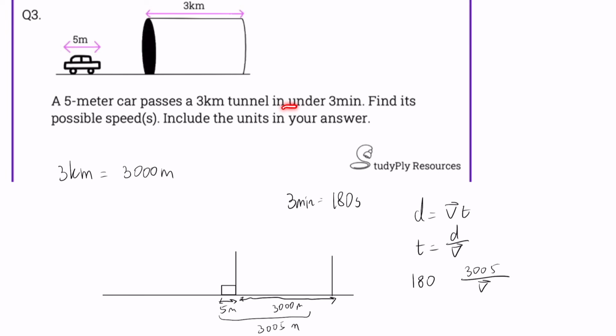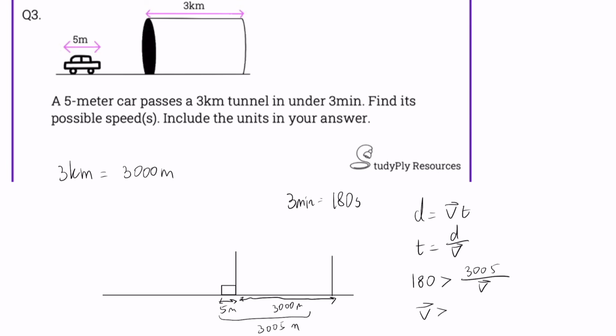Now the question is saying under 3 minutes. That means less than 3 minutes. That means that this is 3 minutes here, so this will have to be less than the 3 minutes. So that's the sign that we need to put here. And that's it. Now we can easily find velocity by just swapping this with this, which is just a short way of saying times everything by velocity and then divide by 180.